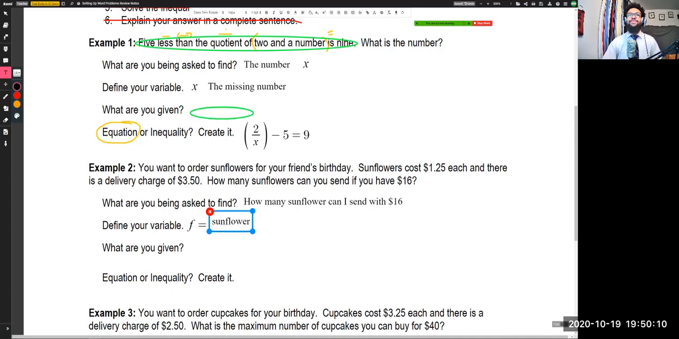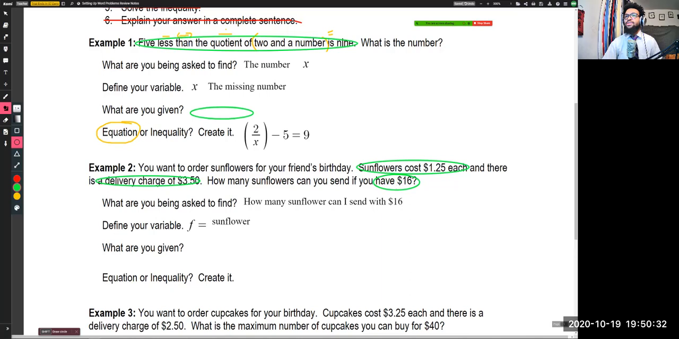What are we given? Once again, instead of typing it all out, and I want you all to do this too, you can type it out if you like. I like to circle it because that saves time, especially when I'm doing these videos. We are given that sunflowers cost $1.25 each, and there is a delivery charge of $3.50, and that we have $16. Those are the 3 things that we are given.